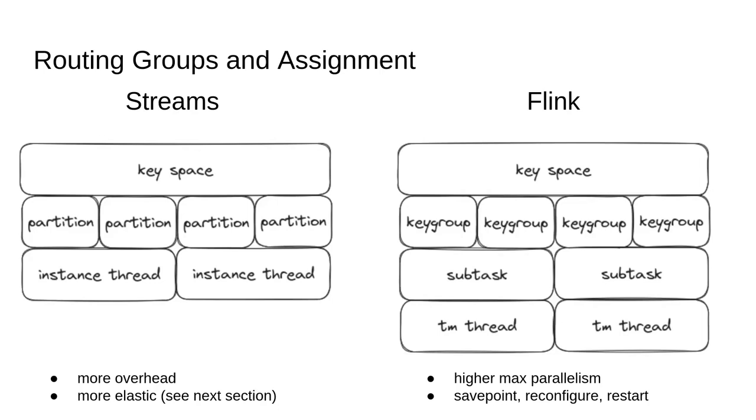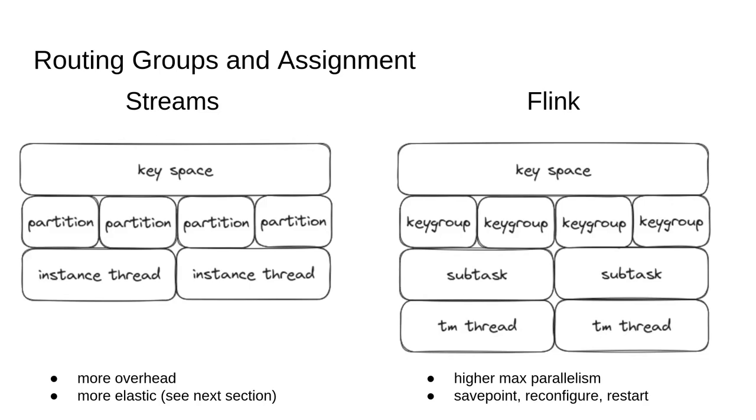Whereas in Kafka Streams, the partitions are Kafka partitions. And so there's some overhead, there's metadata that the brokers need to track for partitions. So generally speaking, you're going to be more eager to set key groups to a really high number.